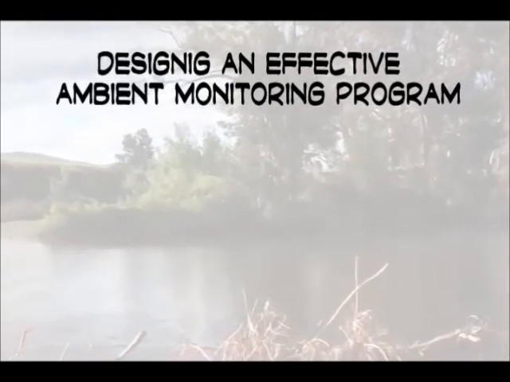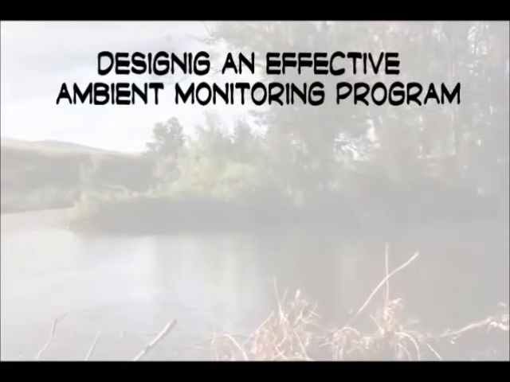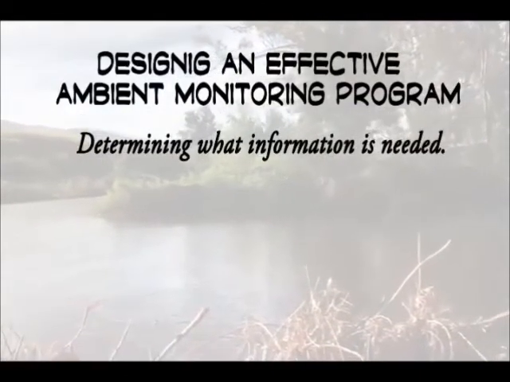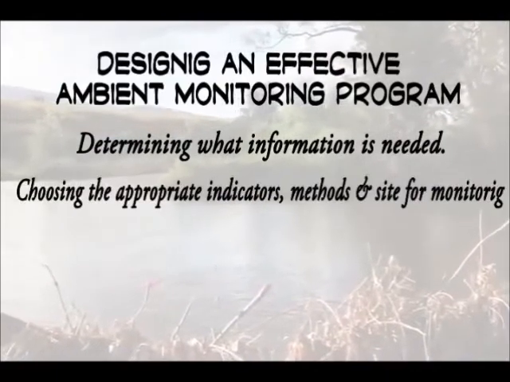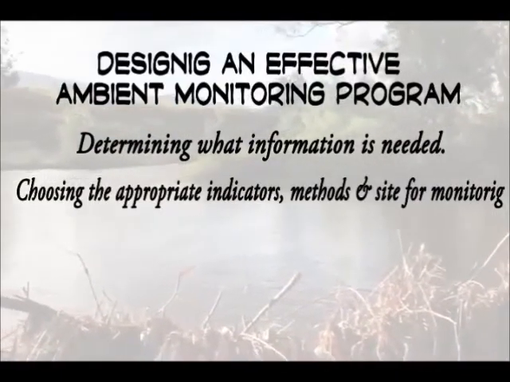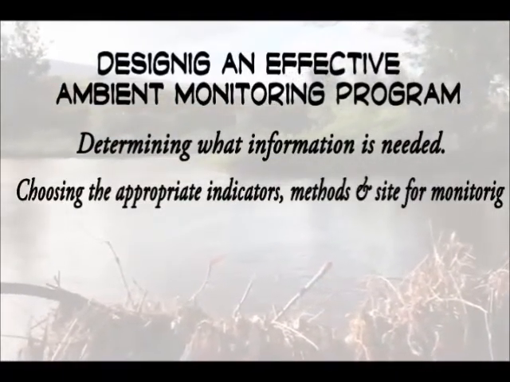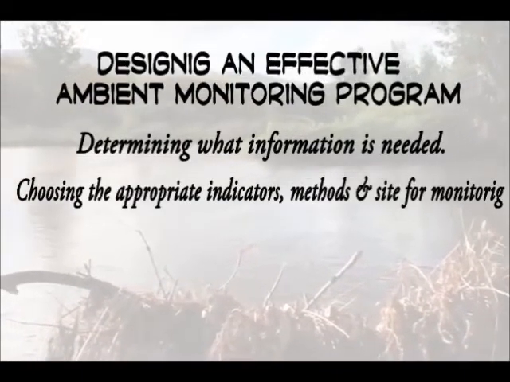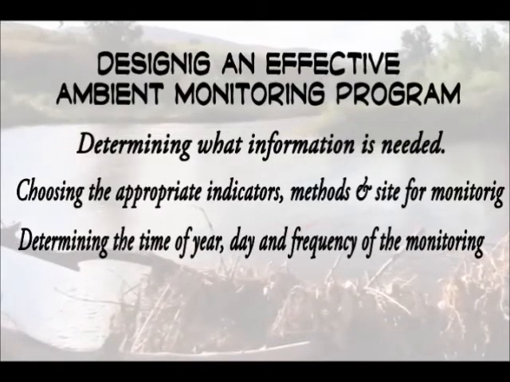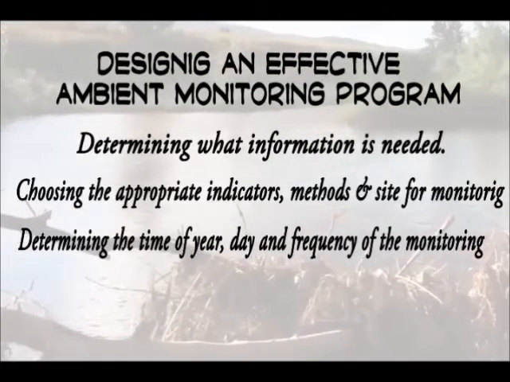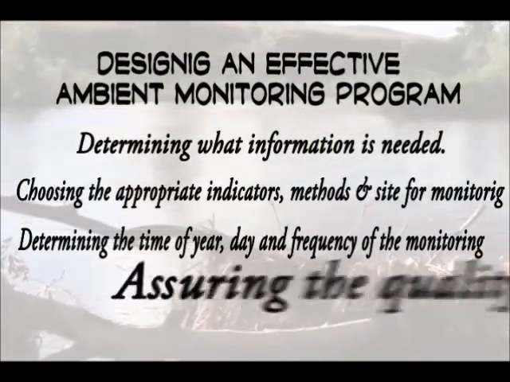Designing an effective ambient monitoring program involves 4 elements. First, determining what information is needed. Second, choosing the appropriate indicators, methods, and sites for monitoring. Third, determining the time of year, day, and frequency of the monitoring to be done. And lastly, assuring the quality of the results.